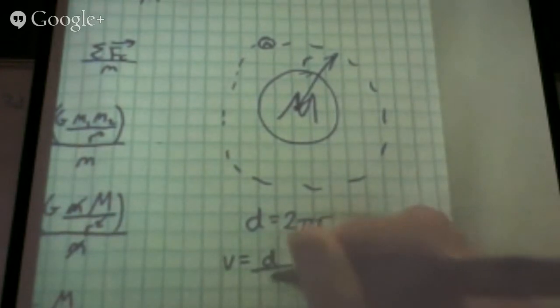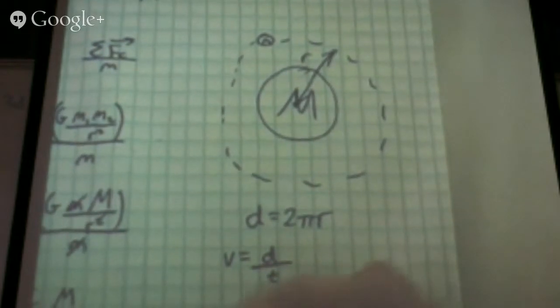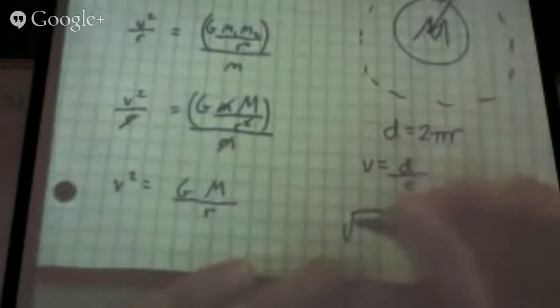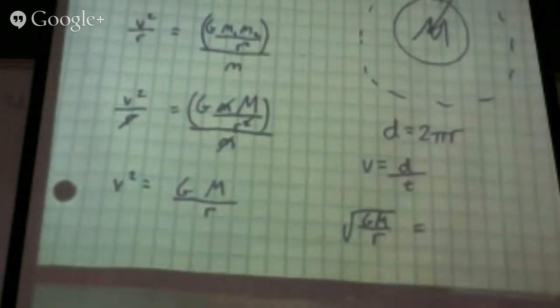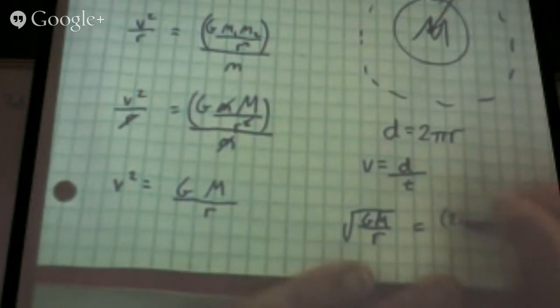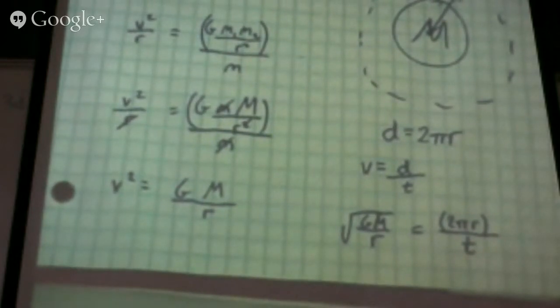So then if we use speed equals distance over time, where speed is square root of GM over r, equals the distance, 2 pi r, divided by the time. That's a not very well arranged equation to find time. So you can isolate time from there.